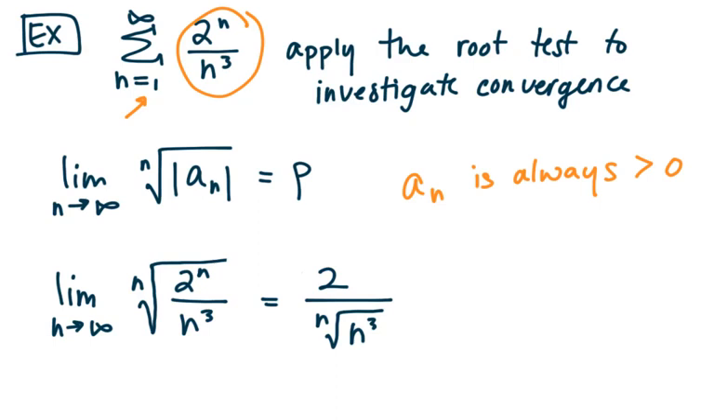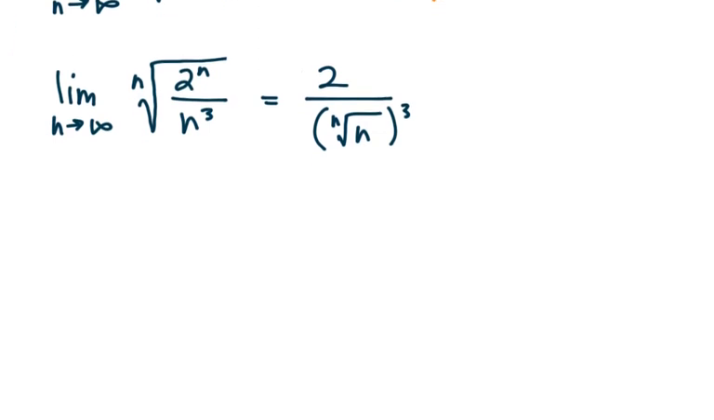And for the sake of making this look a little easier, I can say that's the same thing as the nth root of n, cubed. That power multiplication is commutative. All right, so let's think about how we are going to deal with this. Because we are now dealing with the limit as n goes to infinity of 2 over the nth root of n cubed. So how does the nth root of n behave as we approach infinity?